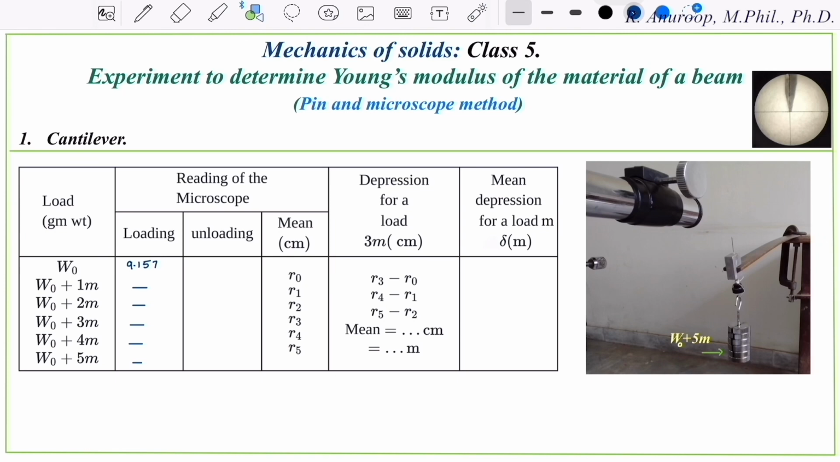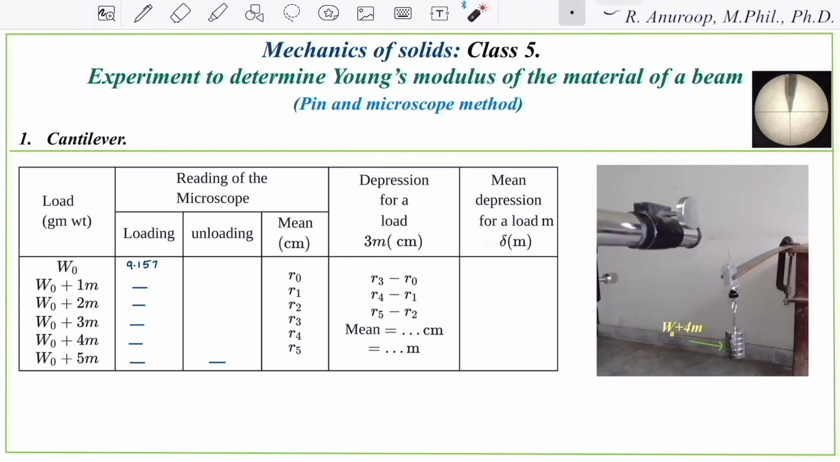Now we are going to unload the weight. So first write the same reading, that is W0 plus 5m, on the unloading column. Then remove 1m from the weight hanger so that the total weight becomes W0 plus 4m. Now the microscope is adjusted so that the horizontal crosswire coincides with the tip of the pin, and write the reading corresponding to W0 plus 4m in the unloading column.